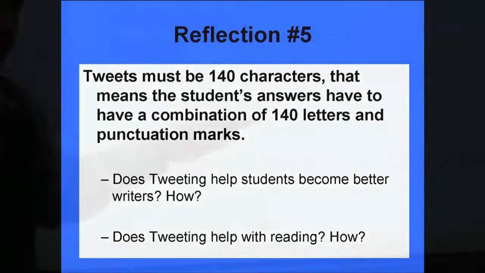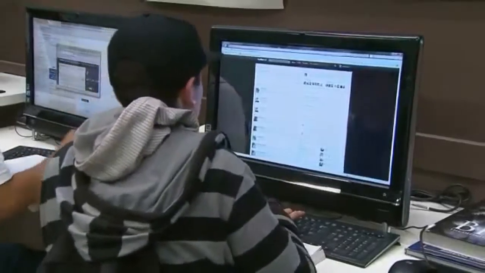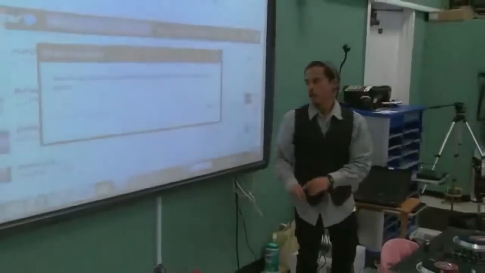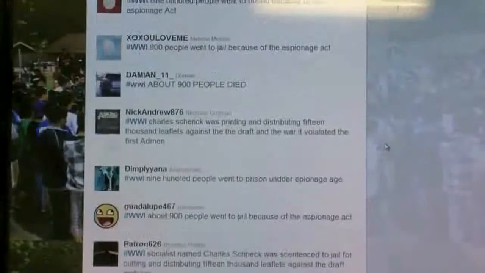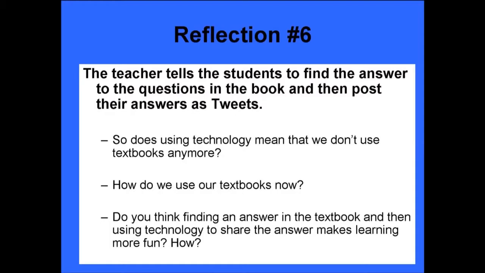How? The class is studying World War I. If he asks a question, does anybody know from the book how many people did go to prison? Students tweet the answer, complete with those Twitter hashtags. The teacher tells the students to find the answer to the questions in the book and then post their answers as tweets. So does using technology mean that we don't use textbooks anymore?